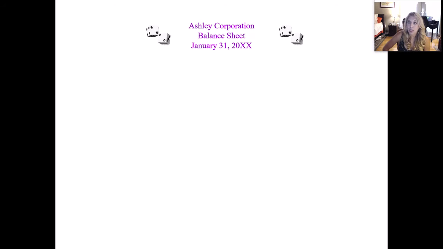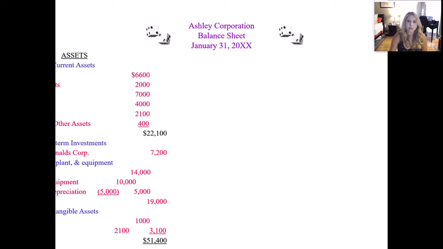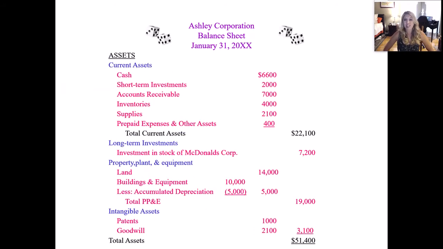Okay, the third statement and the final one that we're going to cover in this lecture is your balance sheet. Again, the title of the corporation, your balance sheet. The date is a specific date, January 31st, 2019. All right, so this is half of the balance sheet. Okay, I couldn't fit it all on one page because this is a classified balance sheet.